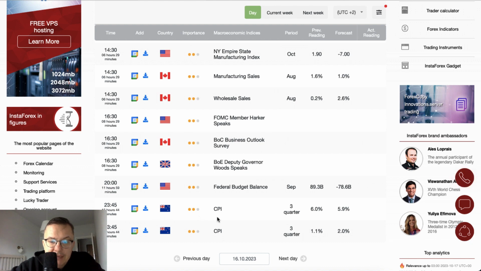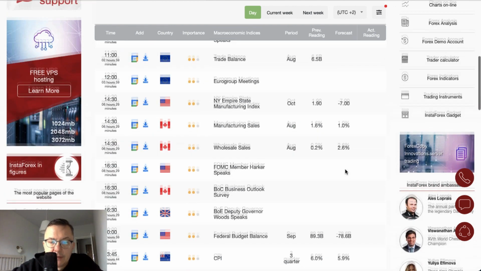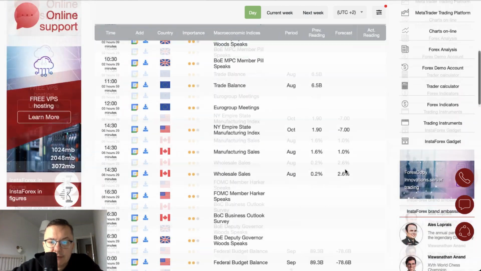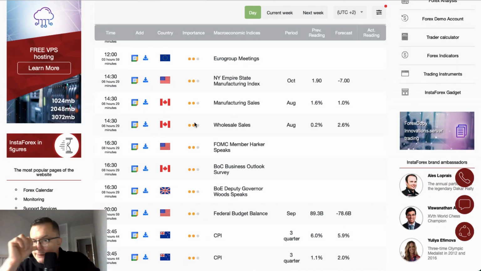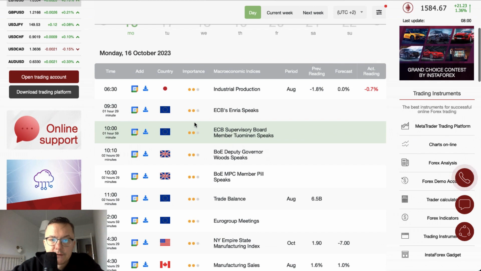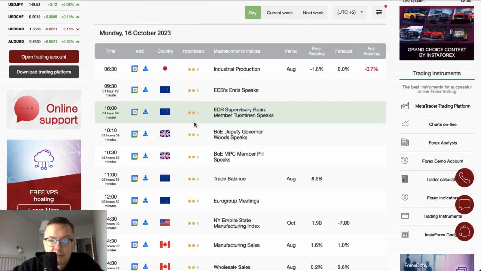New Zealand CPI data for the third quarter are expected to close this day 15 minutes to midnight. The CPI in New Zealand is expected to drop from 6% to 5.9% for the third quarter. So pretty intense day, but no very important data release. Nevertheless, it still looks quite busy basically. So let's just do the review of the majors and maybe some crypto.